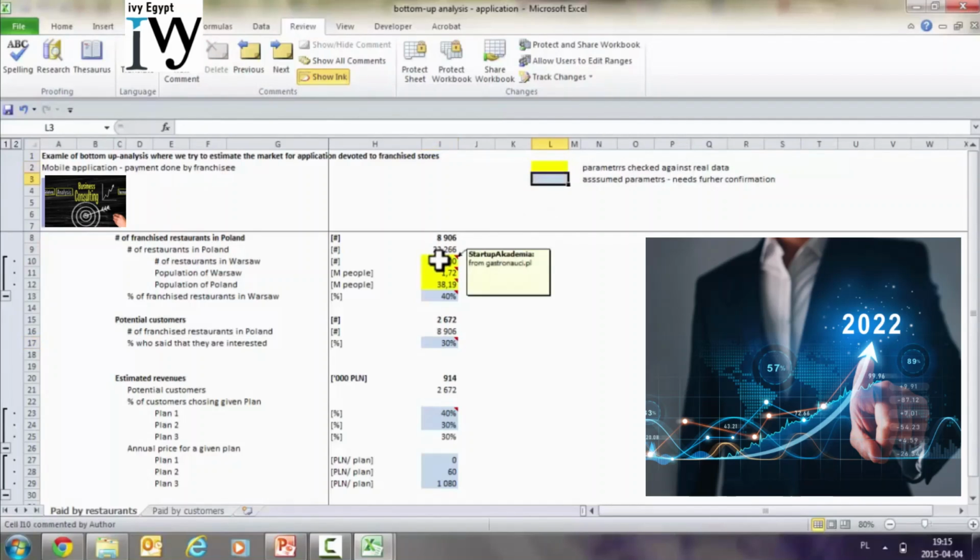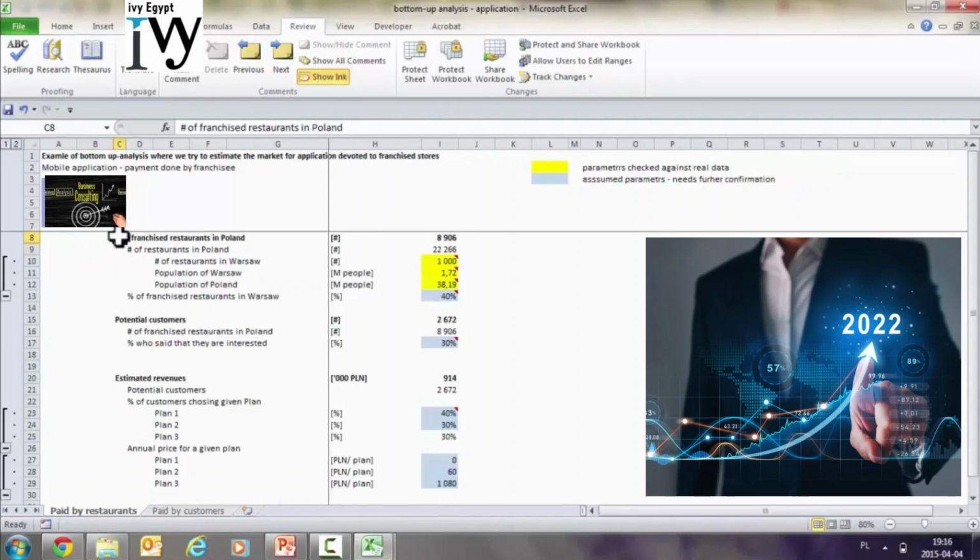Yellow is used for things which we calculated and we are sure that this is the right number. Blue is used for assumptions. Here you will find how much it is, and also in the comments we put the source of the data. An additional thing is that whenever we are estimating one of the variables, we're using the pyramid principle.